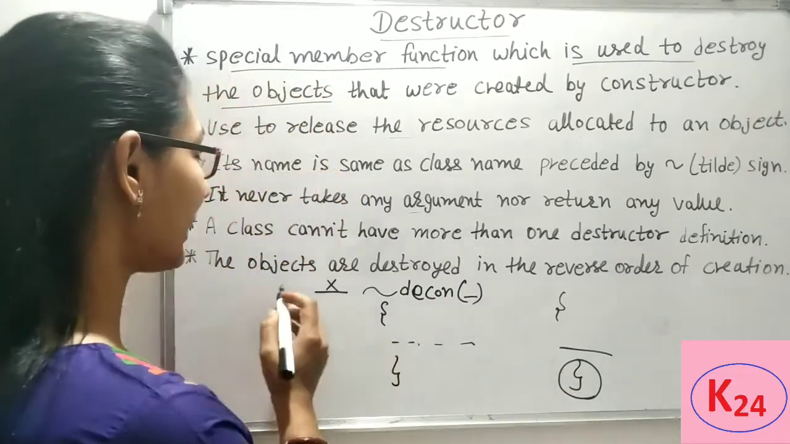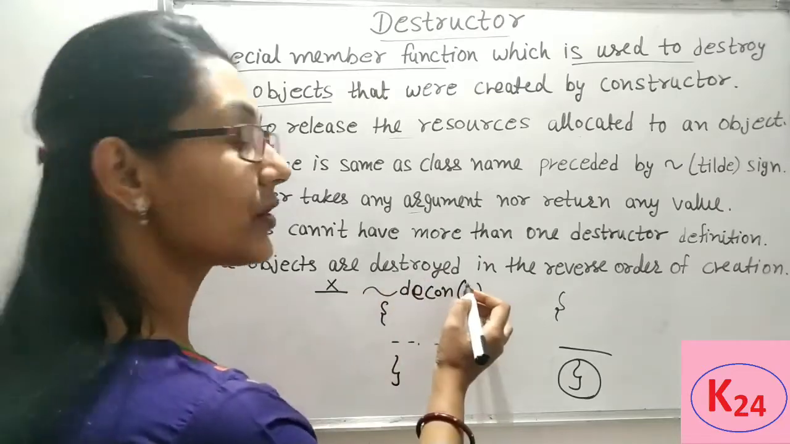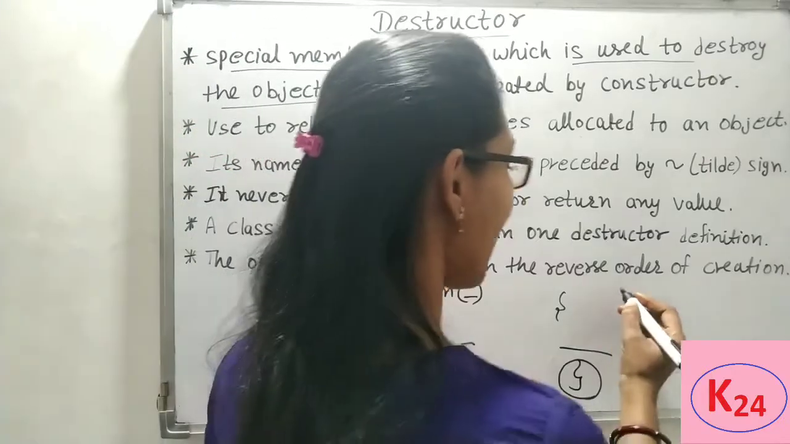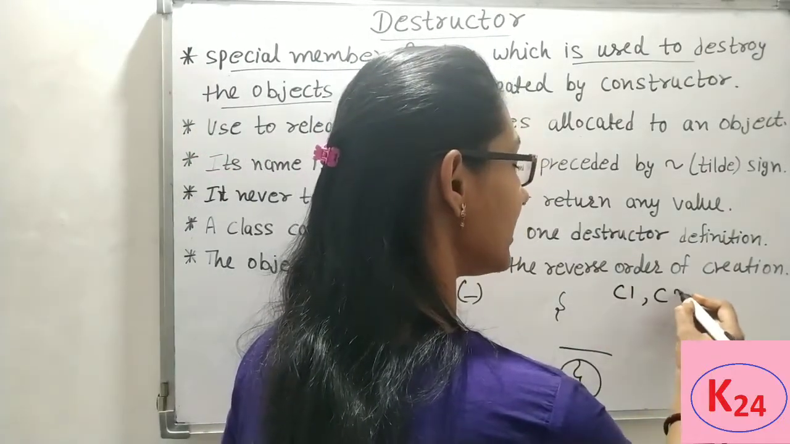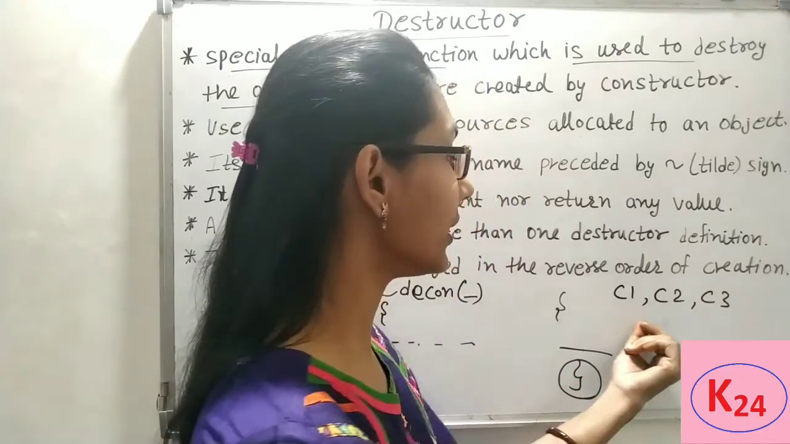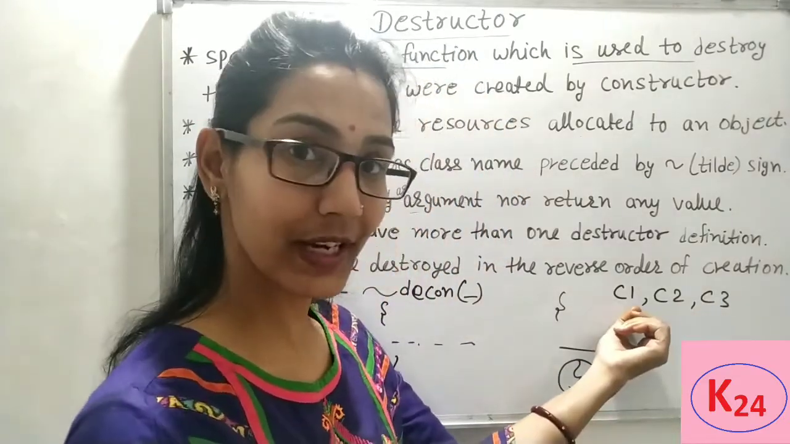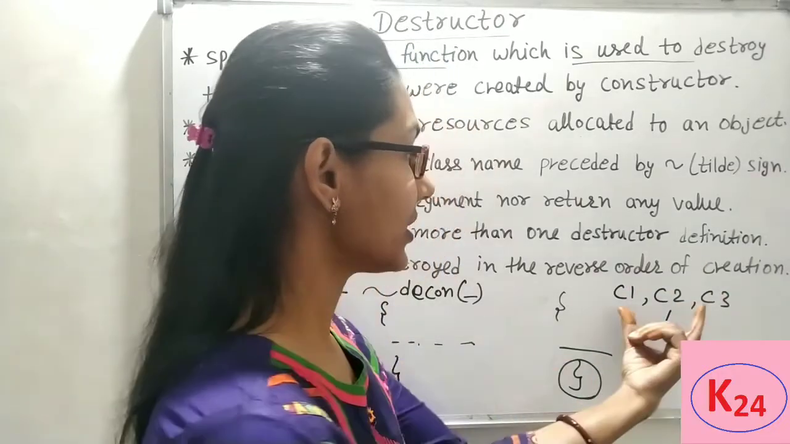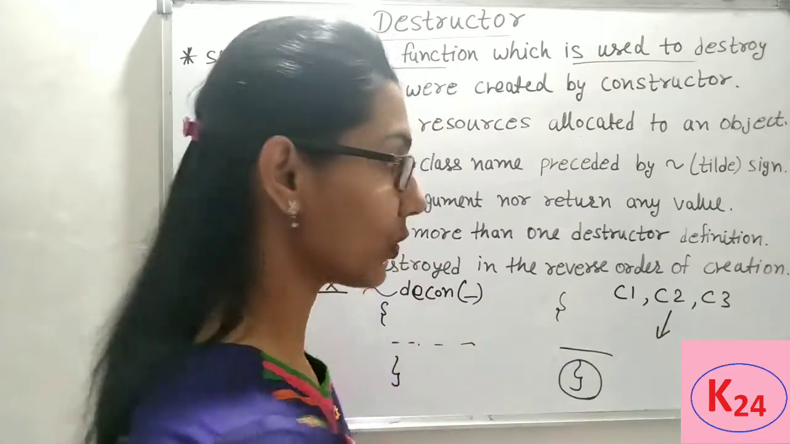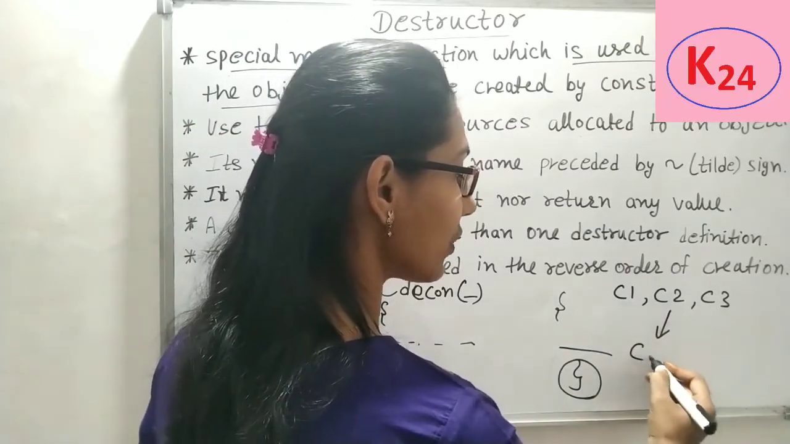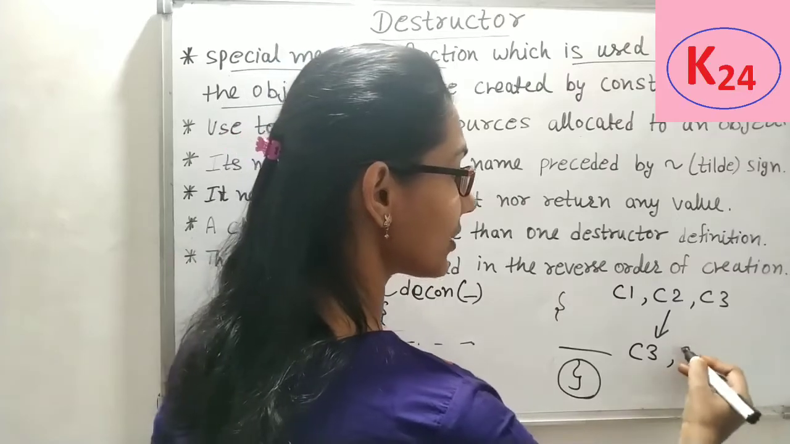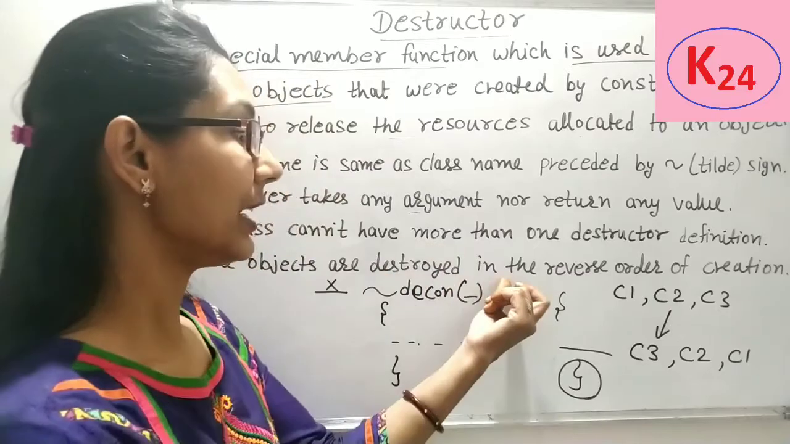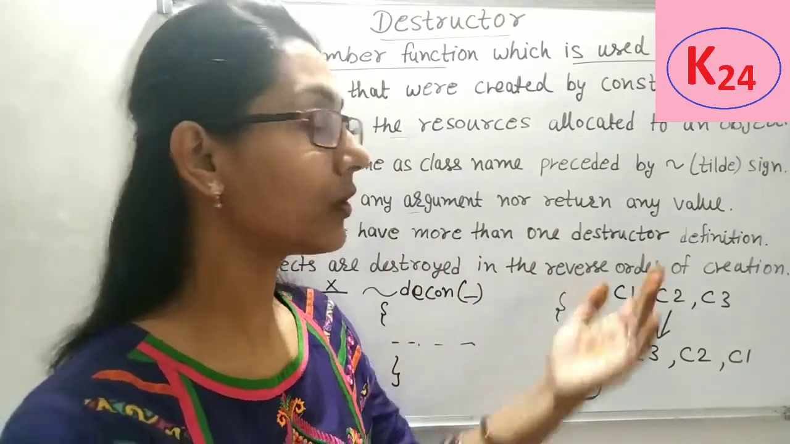Then the last characteristic is that objects are destroyed in the reverse order of creation. Suppose we have 3 objects, C1, C2 and C3. This is the order of creation: firstly C1 is created, then C2 and then C3. Now the objects will be destroyed in just the reverse order. It means firstly it will destroy the object C3, then it will destroy C2, and then at last it will destroy the C1 object. So it will destroy the objects in the reverse order of creation.